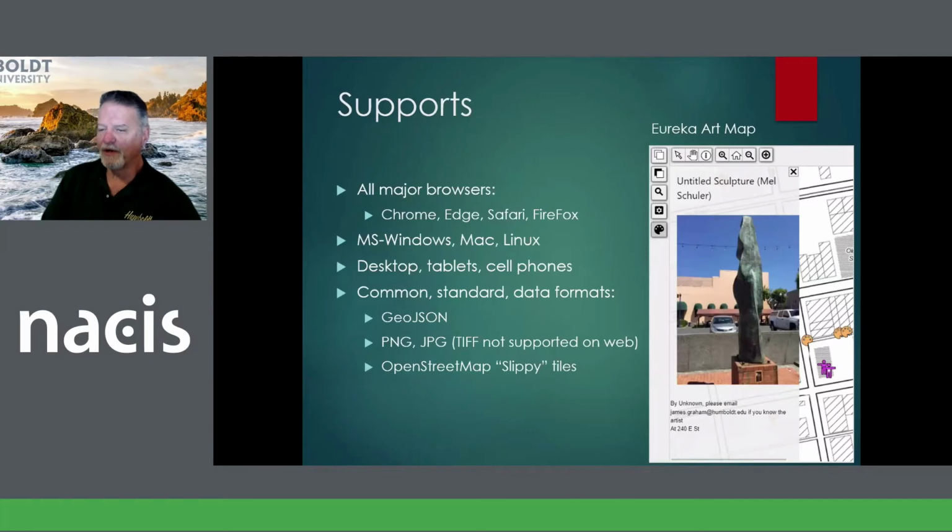All right, CanvasMap supports all the major browsers, Chrome, Edge, Safari, Firefox, on Windows, Mac, Linux. It does support desktops, tablets, and cell phones. Cell phones were quite a challenge, and over on the right, you're seeing a recent project we worked on. It's a Eureka art map, and it runs really nicely on cell phones, and this is the design of the interface for it. It does use common standard data formats like GeoJSON and PNG and JPEG. TIFF is not supported on the web. Really, we just have PNG and JPEG. And then OpenStreetMap or Slippy tiles.